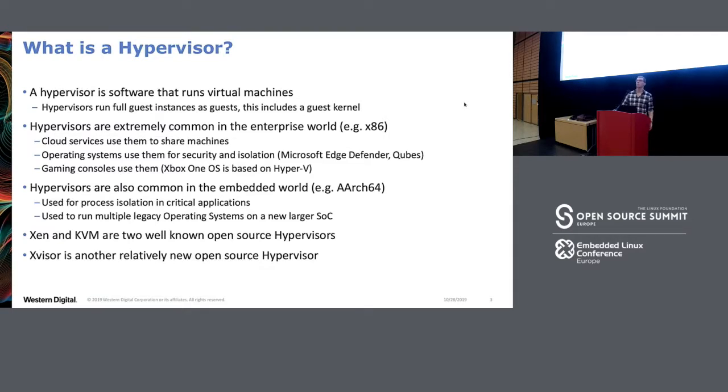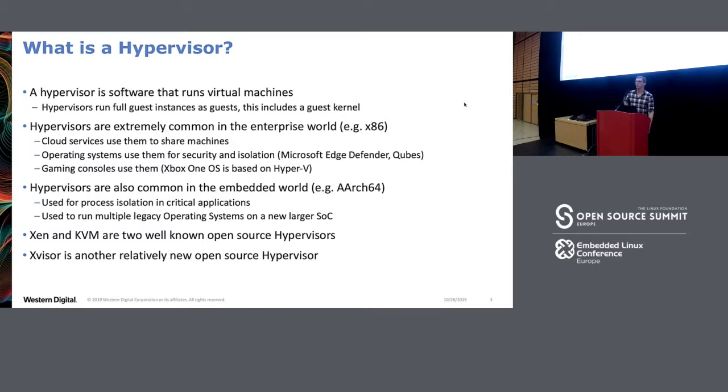So what a hypervisor is. A hypervisor allows you to run virtual machines. Compared to containers, a hypervisor is a full OS, so you run a kernel and a full user space inside your virtual machines. And they're extremely common in the enterprise world. Cloud companies use them, AWS, Azure, all of that stuff runs on hypervisors. It allows you to share machines and do fancy save, restore, migration, all that type of stuff.